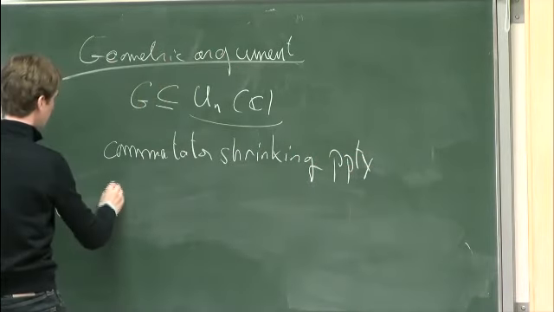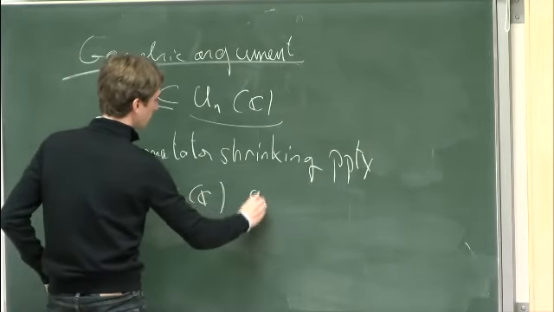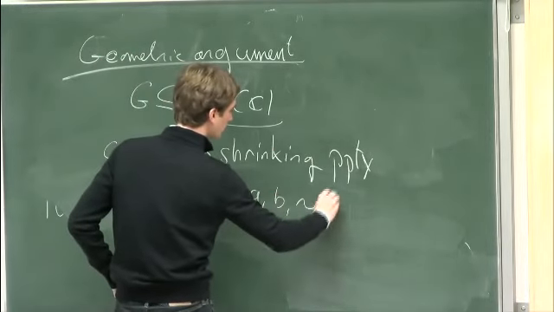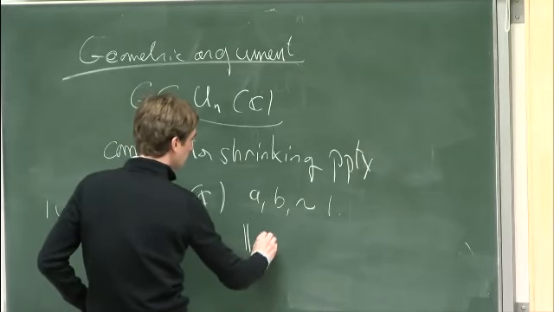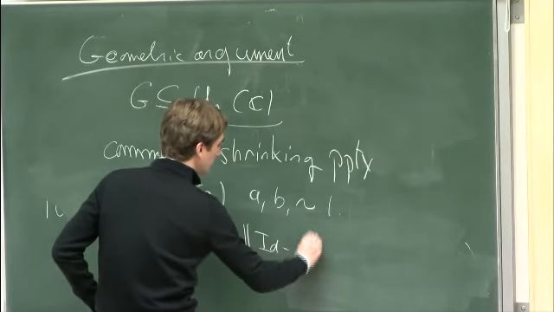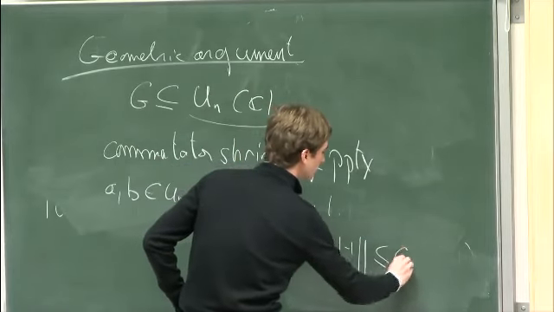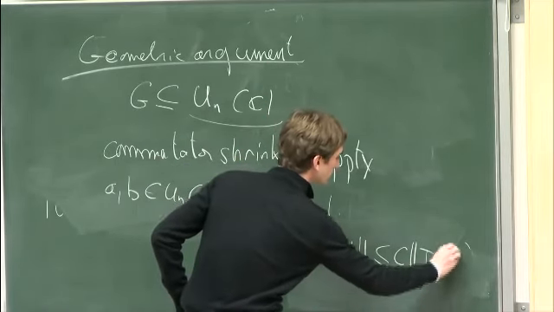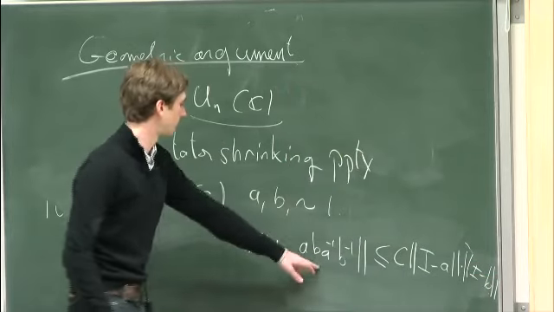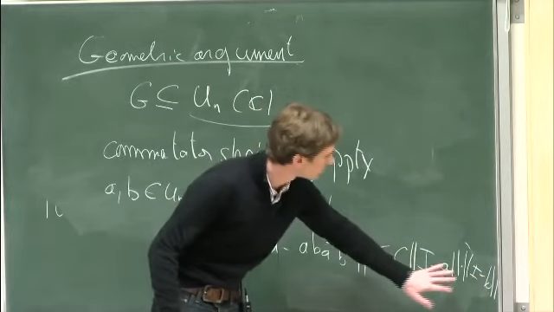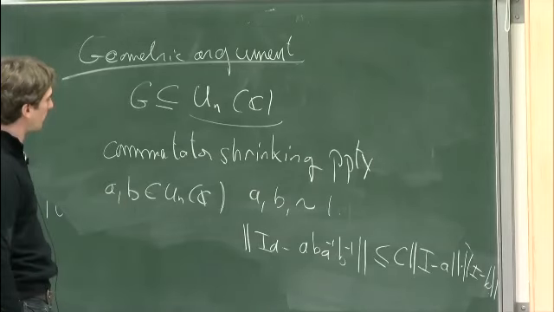So namely, if you have A and B inside U_N(C), and A and B are close to the identity, then the commutator A, B, A inverse, B inverse is much closer in that sense. So there's a constant C such that the distance of the commutator to the identity is less than the product of the distances. So it's a smaller order term.